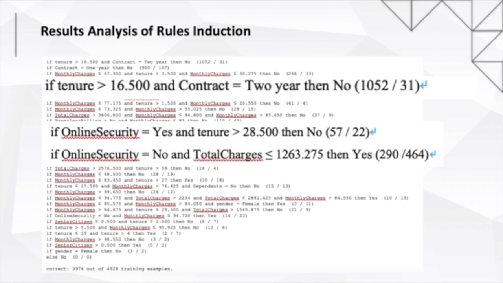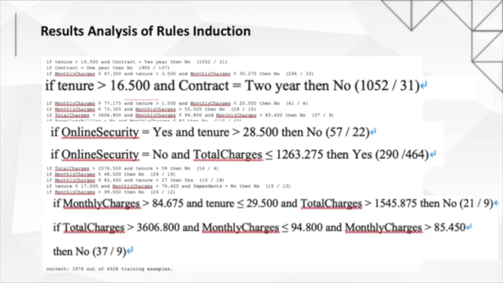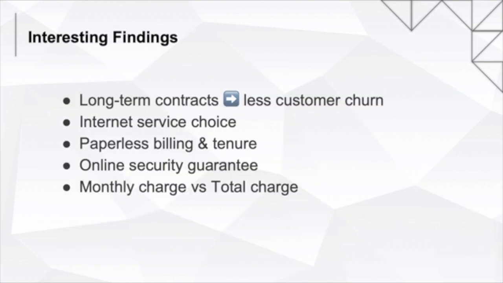This one is related to online security. When online security is supplied and the tenure is greater than 28.5 months, the customer will not be churned. But if no online security is supplied and the total charges are equal to or less than $1,263.275, the customer will be churned. That's all about our result analysis.